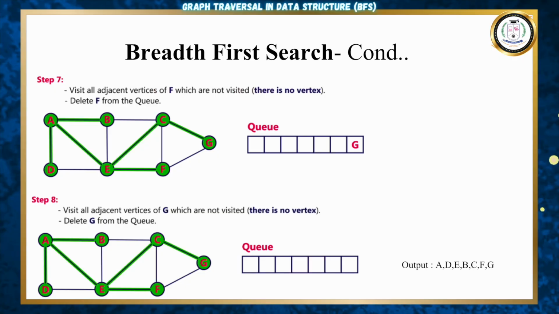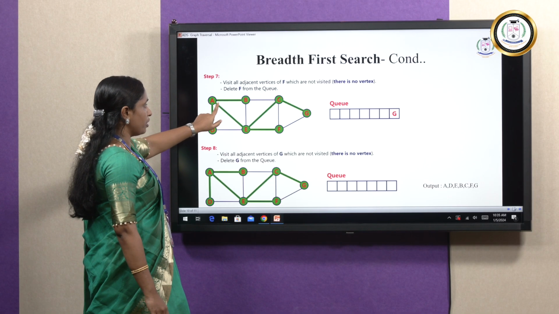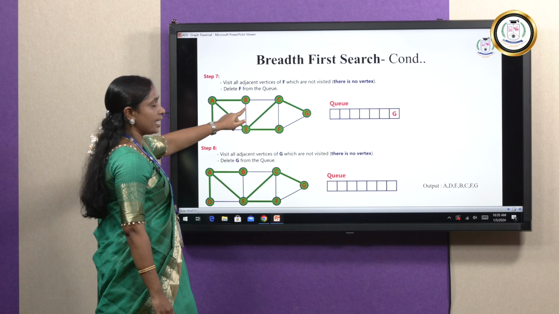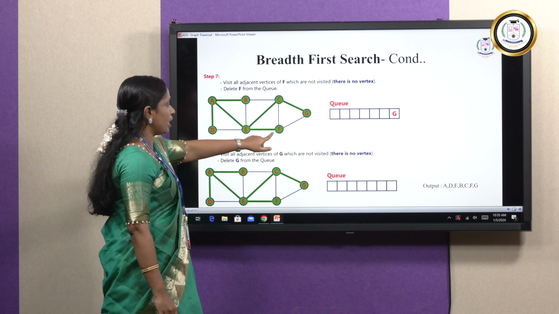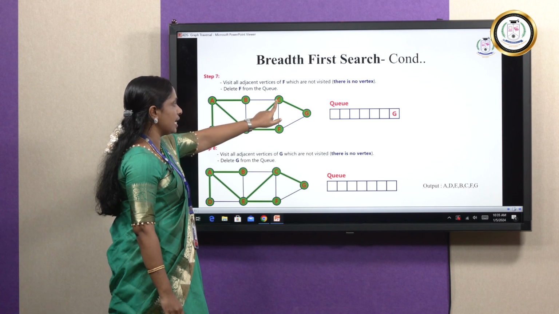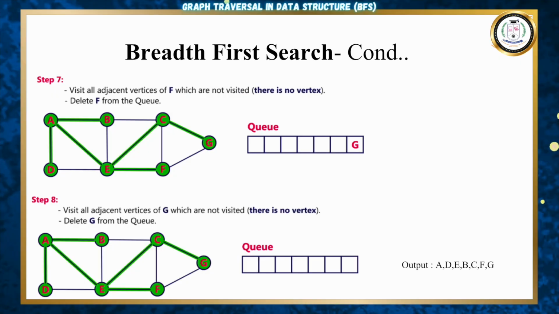Step 7, visit all the adjacent nodes of F because in the previous step F is present in the queue. So delete F from the queue and insert all the adjacent nodes of F. What are the adjacent nodes? G and C are the adjacent nodes. C is already visited, so we insert G into the queue.